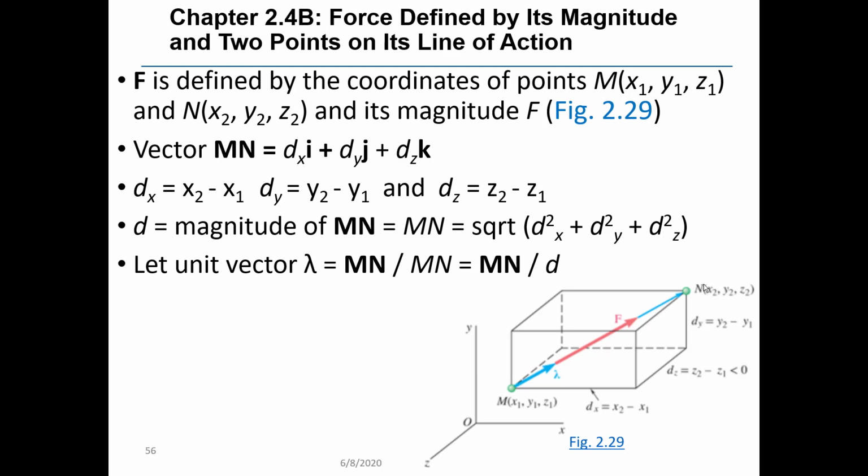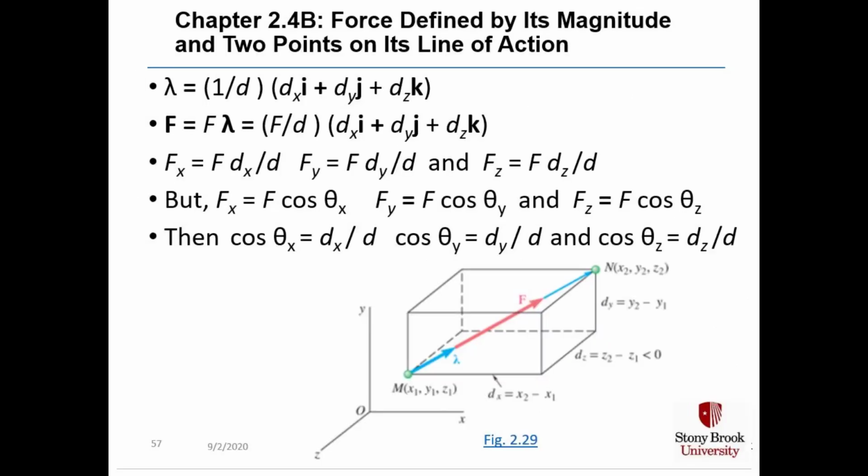D is the magnitude of MN, and it equals the square root of d squared sub x plus d squared sub y plus d squared sub z. We define unit vector lambda as equal to vector MN divided by the length of MN. So that's vector MN in terms of its i, j, and k coordinates divided by d. Further algebra shows that lambda is just 1 over d times dx i plus dy j plus dz k.